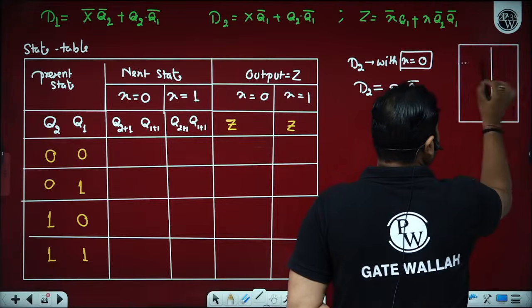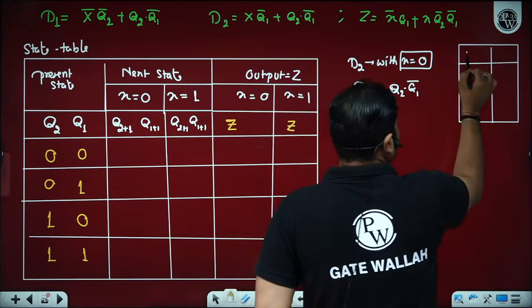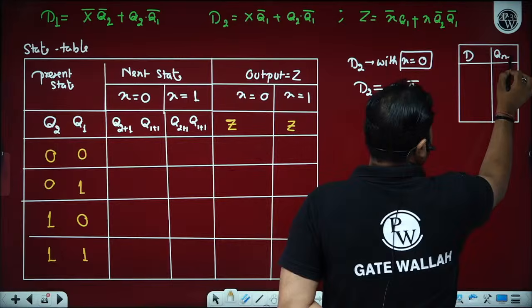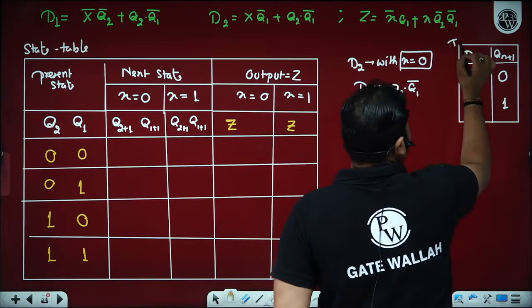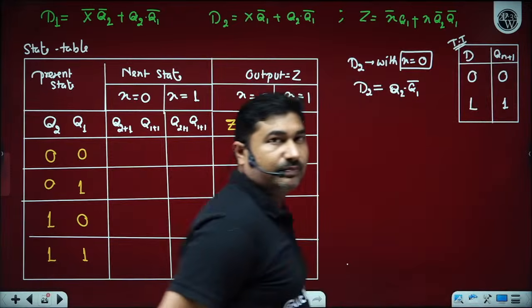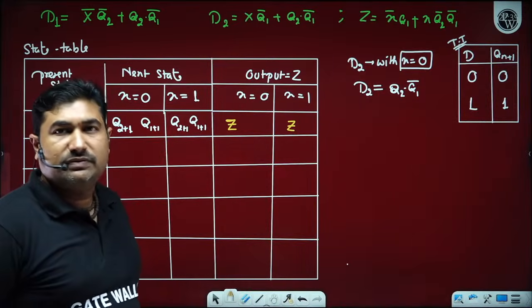In a D flip-flop, we all know about the truth table of the D flip-flop. If we apply 0, we get 0. If we apply 1, we get 1. Before applying the clock pulse, first find the input to the flip-flop.